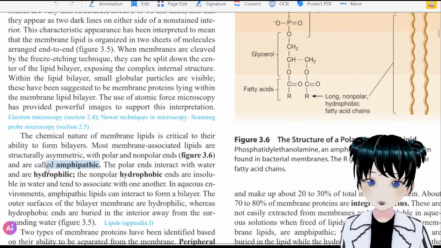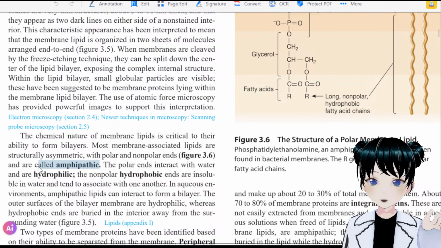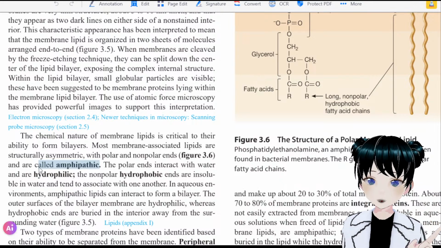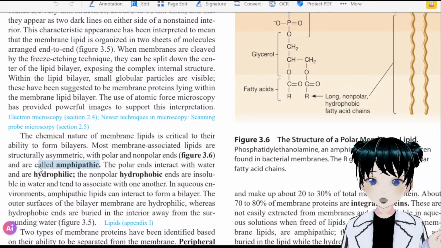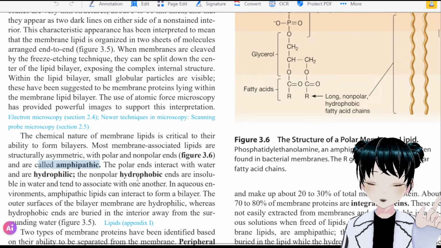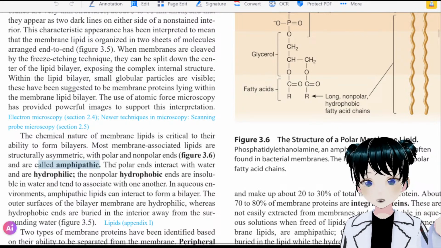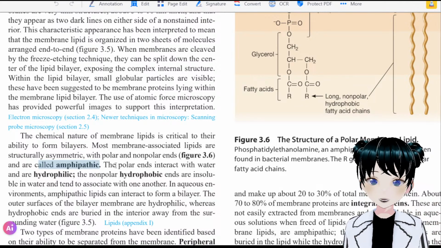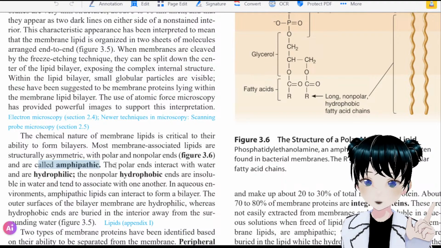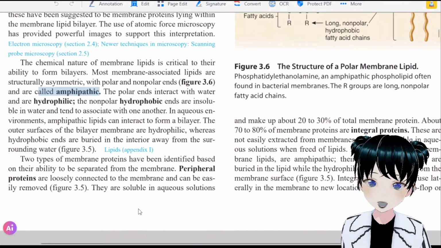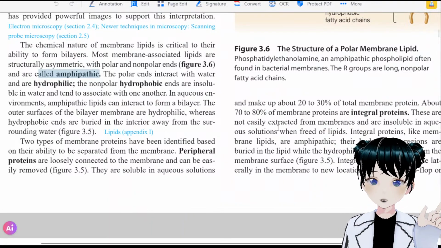Yeah, and they are talking about the lipids. Amphipathic, there is a word used. Amphipathic means they are both hydrophobic and hydrophilic, both water-loving and non-water-loving. That doesn't mean that they are sometimes water-loving and sometimes not. They are both at the same time. Half of the part is hydrophobic and half is hydrophilic.